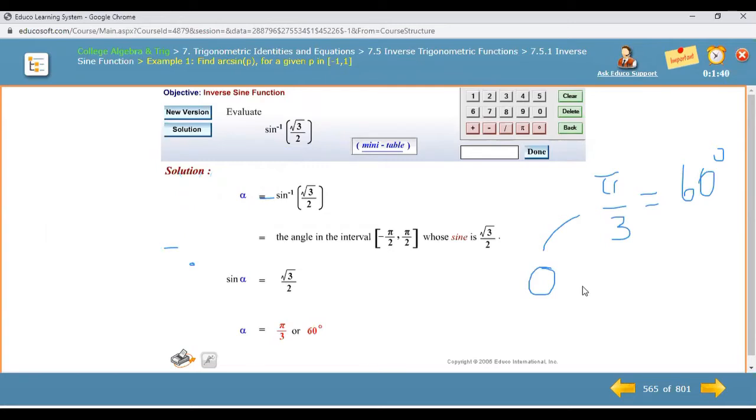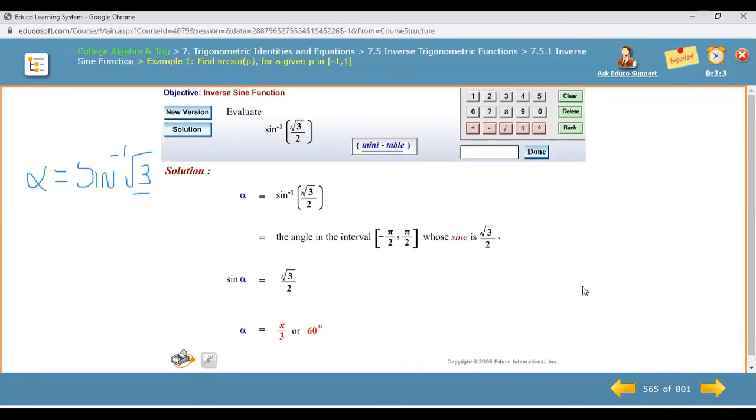Once again, on the same question, where we start from. This is inverse, all right? Let me write it the other way. Alpha equals sine inverse radical 3 over 2. What I do is from my side, I will operate sine on both sides. Sine alpha is sine sine inverse radical 3 over 2.